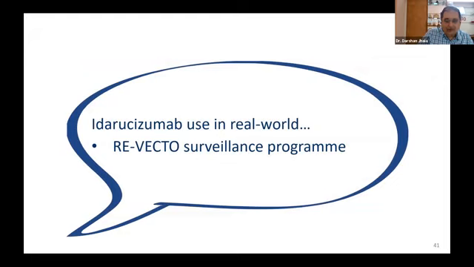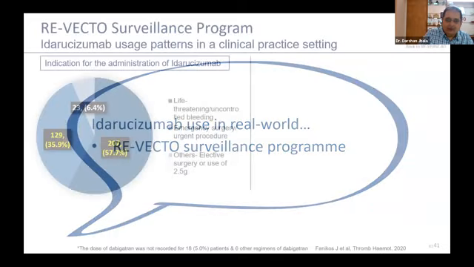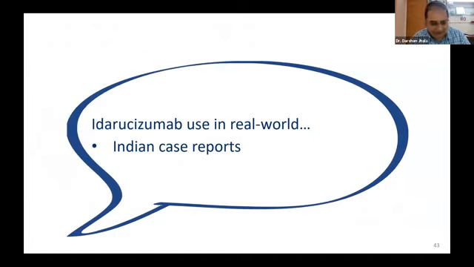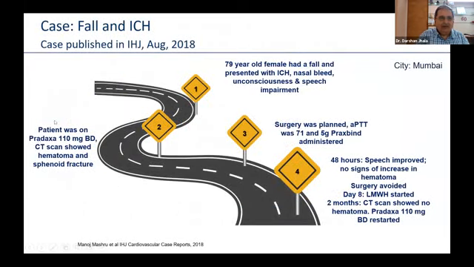So, and this was the idarucizumab in real world. It was called the RE-VECTO surveillance program. So apart from the controlled trial, this RE-VECTO surveillance program also gave us quite good results. So now I can illustrate this efficacy in a couple of cases which were done in the real world. And these are Indian case reports. In fact, one of them was from Bombay. So basically, this was a case published in IHJ.